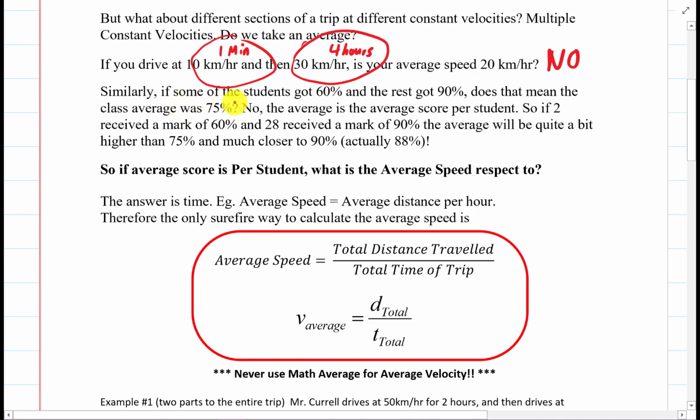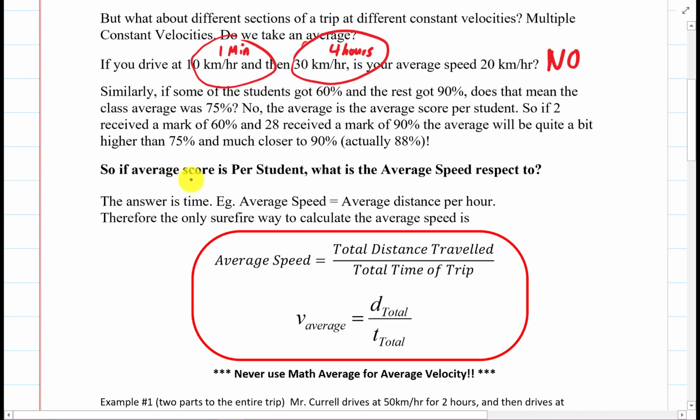Similarly, if some of the students got 60% on the test and the rest of you got 90% on the test, does that mean the class average was 75? No. The average is the average score per student. So if two of them received 60 and 28 received a mark of 90, it'll actually be much higher than 75, much closer to 90, around 88%. So what do we do here?